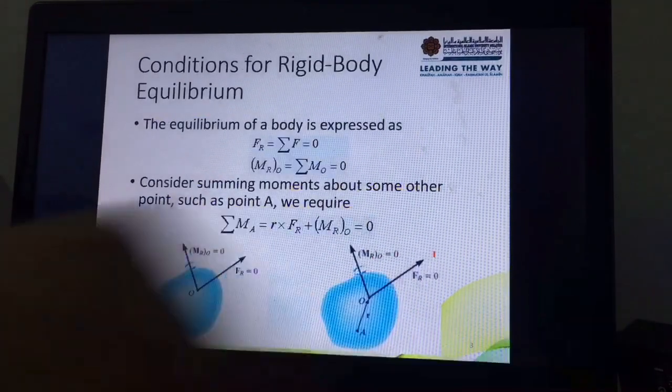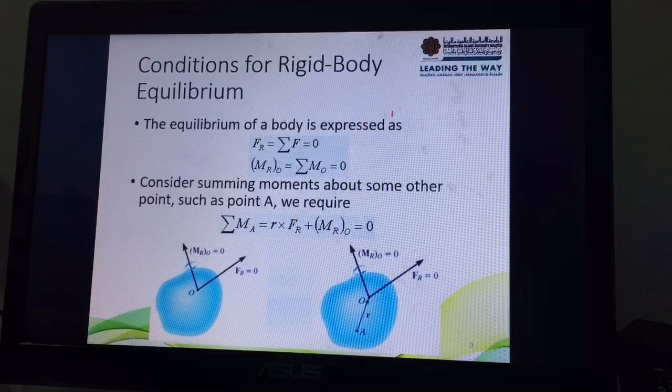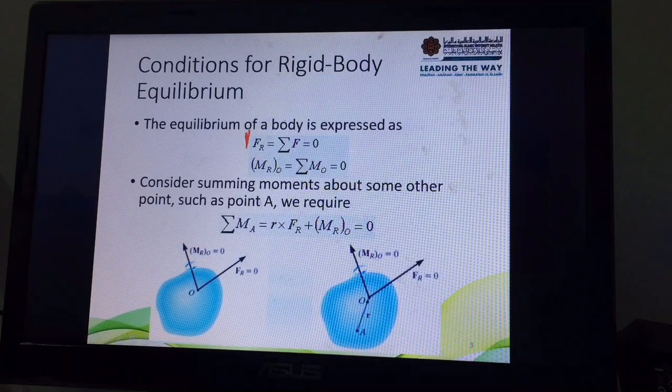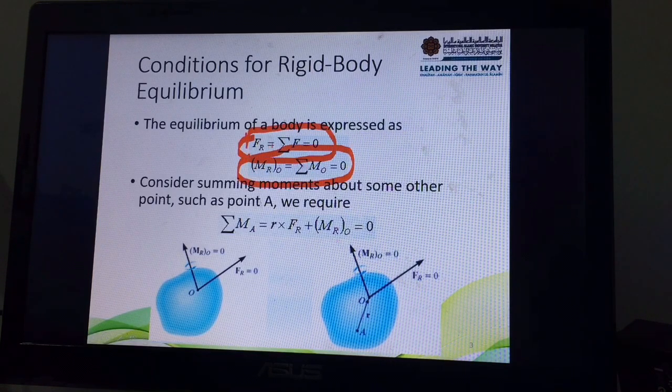Okay, next. So as we have seen before, the conditions for rigid body equilibrium. When we say equilibrium of a body, we have two conditions. Two conditions must be satisfied. The first one is the summation of forces equals to 0. The second one is the summation of moment equals to 0. So forces is fine, Fx equals 0, Fy equals 0, Fz equals to 0, depending on how many coordinate system that you have.